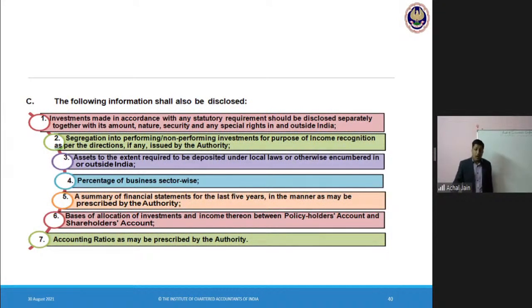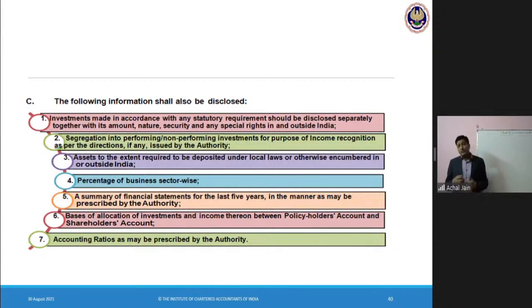A summary of financial statements for the last 5 years, in the manner prescribed by the authority. Now, which authority is this? The IRDAI. Basis of allocation of investments and income thereon between the policyholders' account and shareholders' account is required to be disclosed. And certain accounting ratios, you can also say some of the KPIs or important ratios considered important by the authority, which again here means the IRDAI, are required to be disclosed.